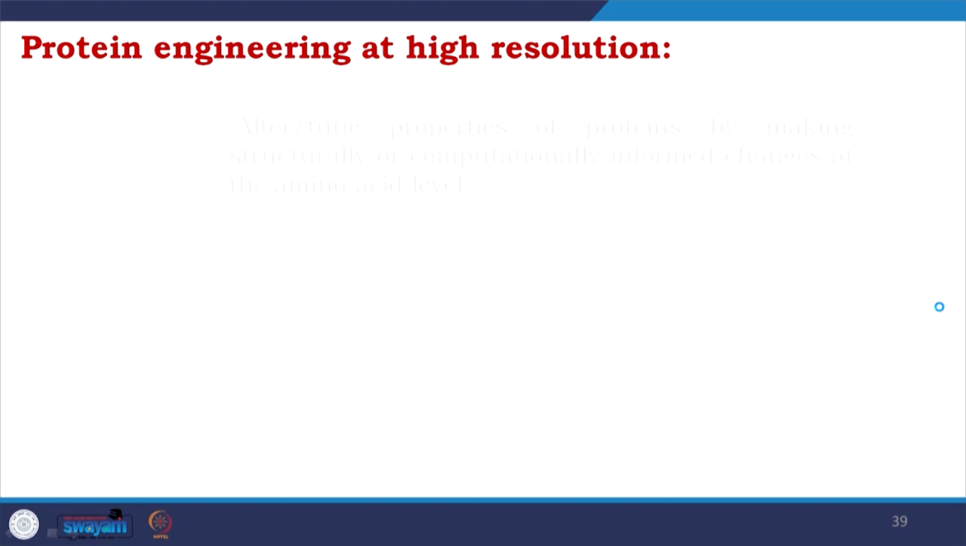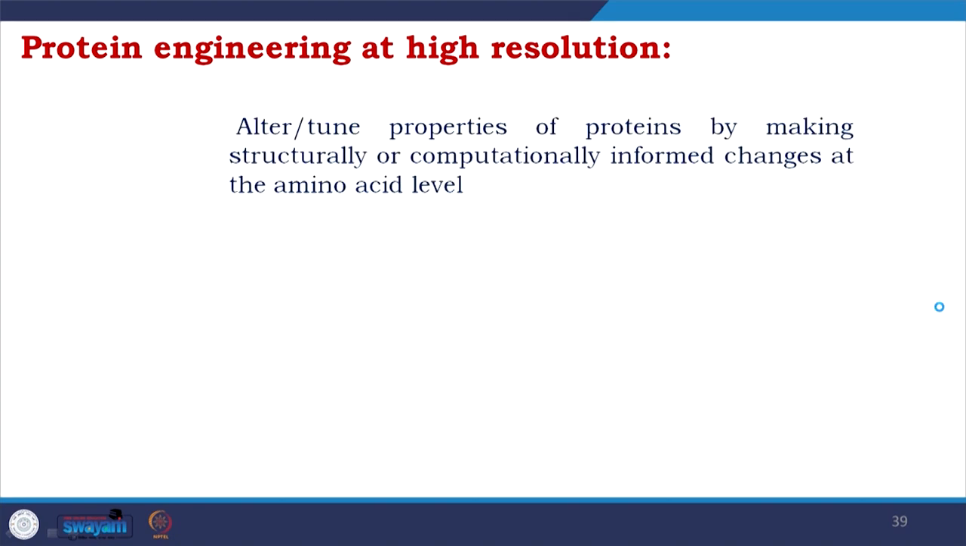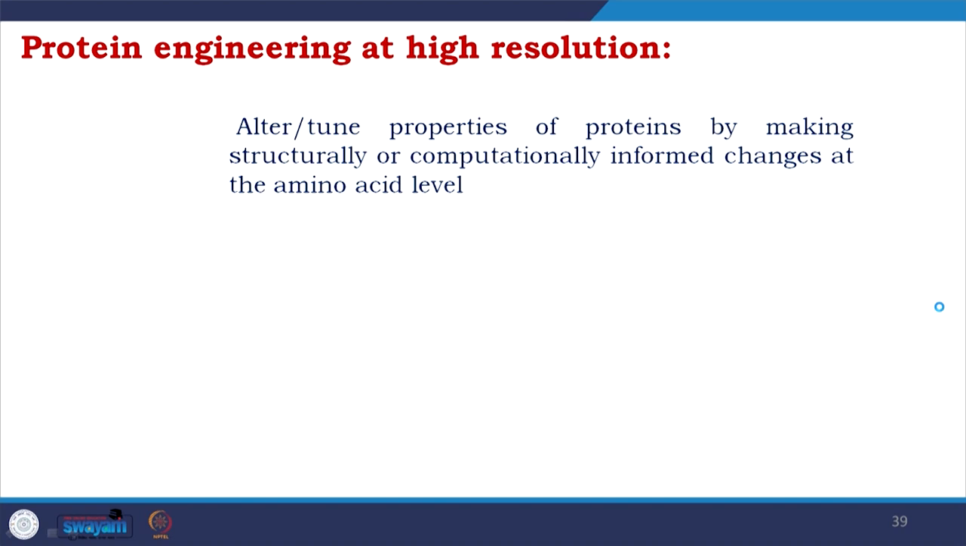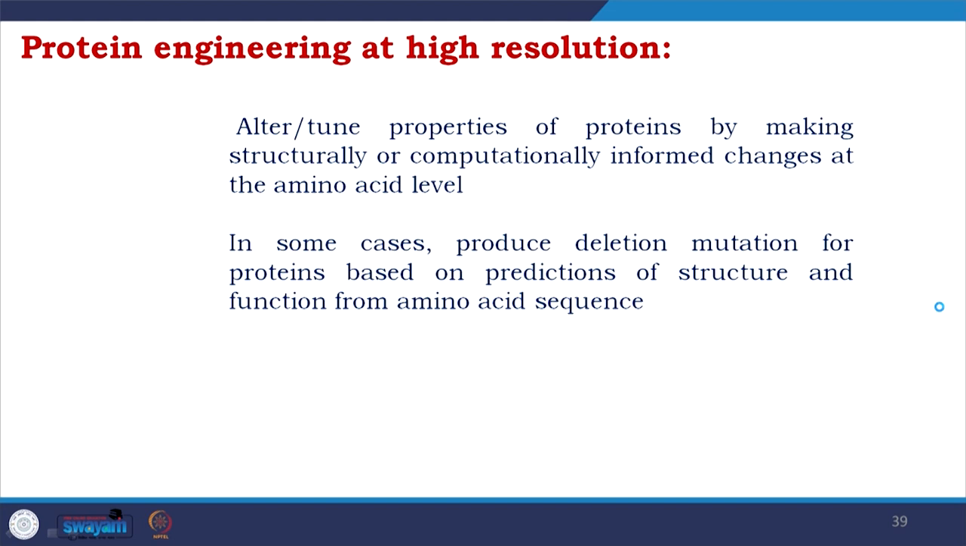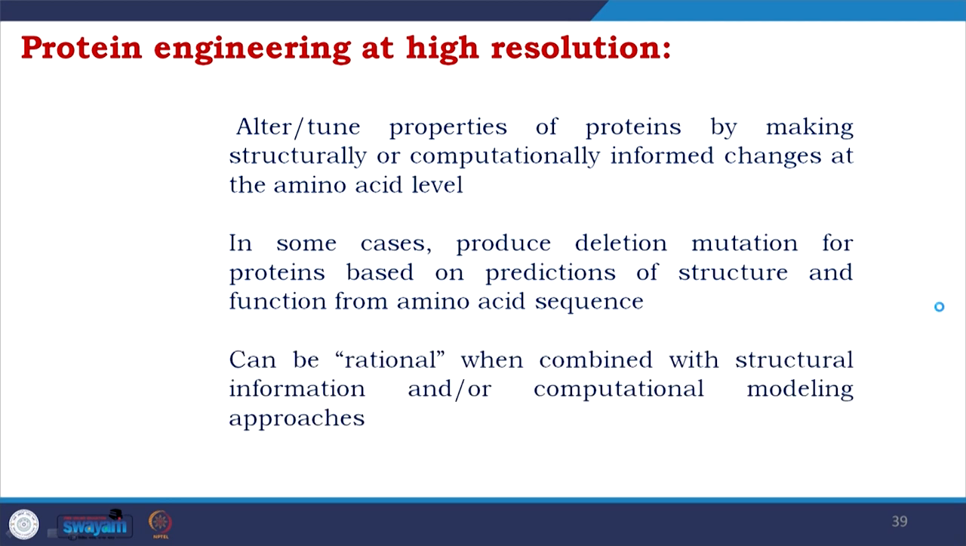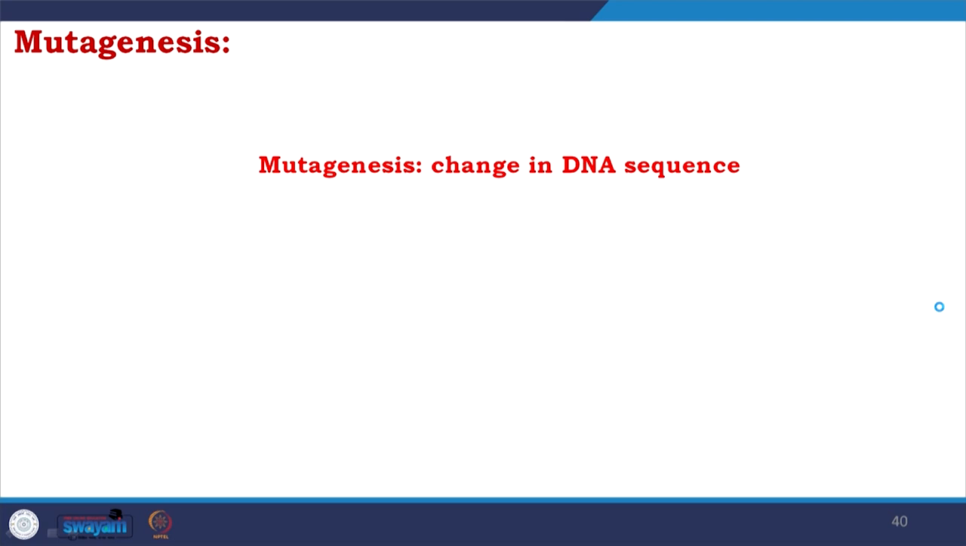Protein engineering at high resolution. So, when you go to high resolution, you could look at the atomic details very nicely. You could alter or tune properties of proteins by making structurally or computationally informed changes at the amino acid level. In some cases, you produce a deletion mutation for a protein based on prediction of structure and function from amino acid sequence. It could be rational when combined with structural information or computational modeling approaches. You do the designing, then to get the actual construct, you have to perform mutagenesis.